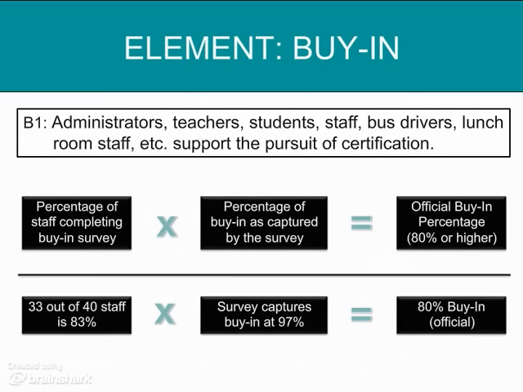If the school does not pass buy-in at the minimum of 80%, then plans need to be made to increase the response rate of the buy-in survey. In this type of situation, a different method for measuring staff buy-in could be utilized based on the school's needs.